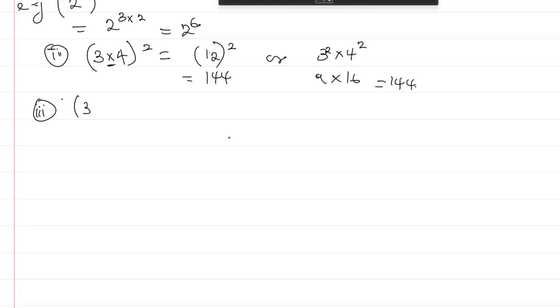Let's have 3xy raised to the power of 3. This is the same as 3 to the power of 3, x to the power of 3, y to the power of 3. Do you notice this? 3 raised to the power of 3 is what? 27. So 27x cubed, y cubed. That's basically how to use that law.